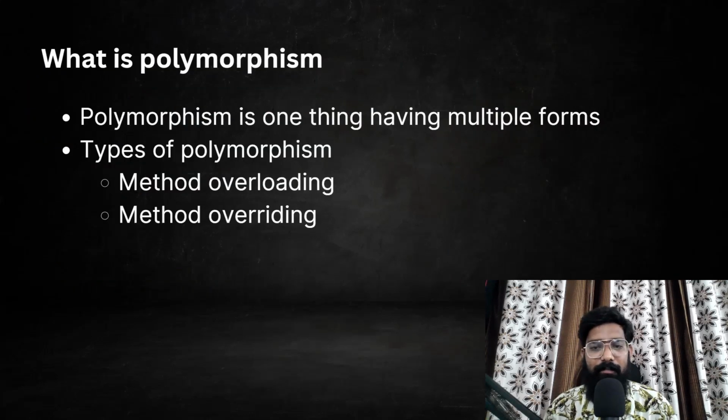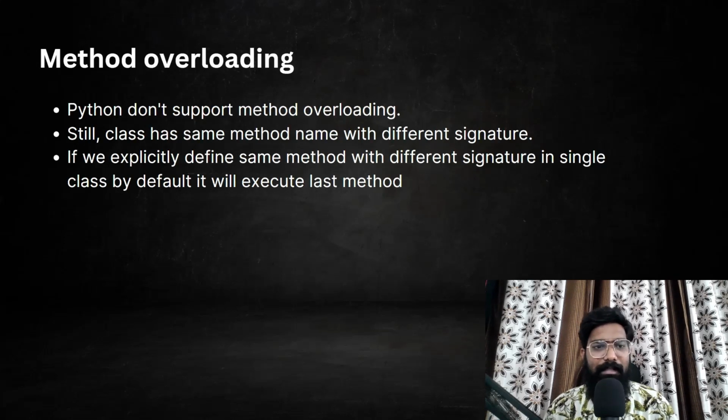So polymorphism is nothing but one thing having multiple forms. There are two types of polymorphism: method overloading and method overriding. When we say method overloading, Python doesn't support it. So what exactly happens in method overloading?